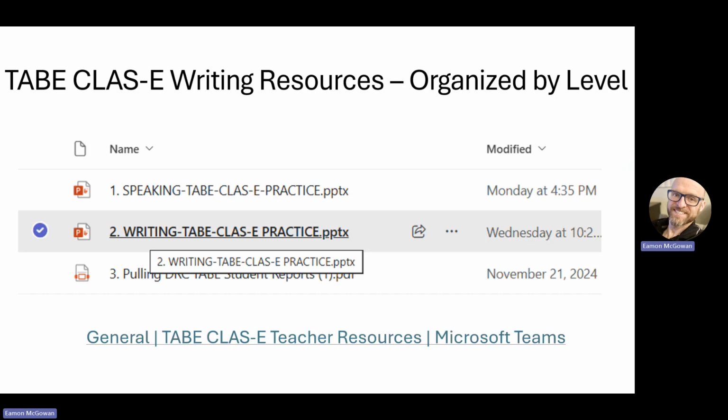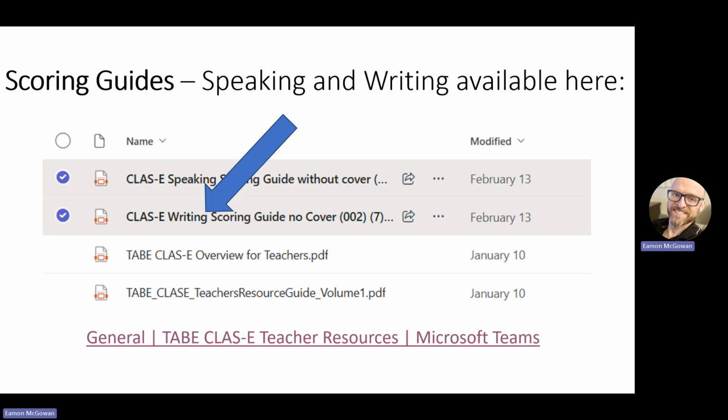Again, all these resources are available to you, organized by level. That was just level 2. We have it for level 1, 3, and 4. We also have a scoring guide for the writing as well.